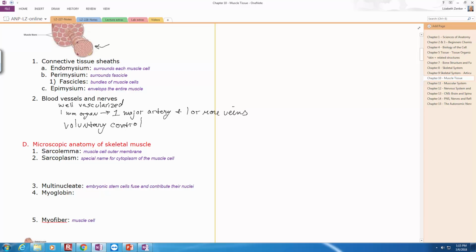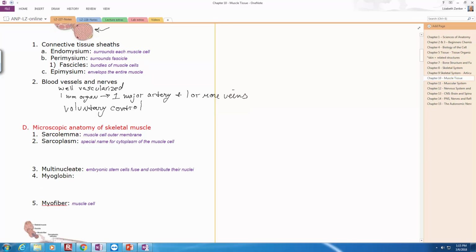All right, and if we talk about microscopic anatomy of skeletal muscle, now we're seeing the term sarco here. So sarcolemma, sarco means muscle, so this is the outer membrane. It's basically just your special name for the muscle cell plasma membrane. So sarcolemma is just the plasma membrane of a muscle cell. So if you hear the term sarcolemma, you're just thinking muscle cell plasma membrane. That's all.